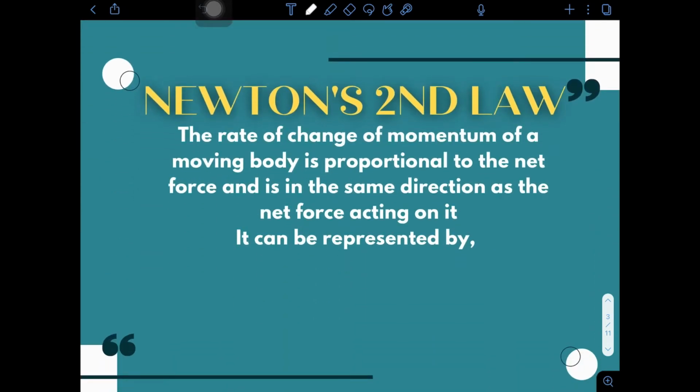Okay, so Newton's second law. Newton's second law states that the rate of change of momentum of a moving body is proportional to the net force, meaning the total force, and is in the same direction as the net force acting on it. So the direction of the acceleration is the same as the direction of the net force acting on an object. It can be represented by total F equals ma, where m is the mass and a is the acceleration of your object.